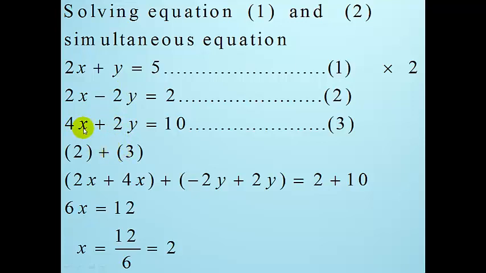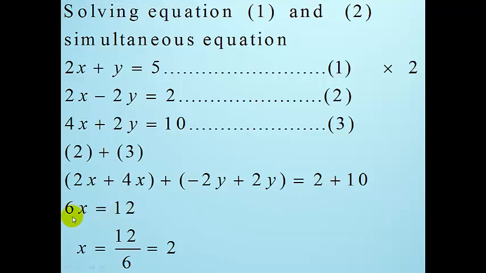We add the corresponding terms together. So 2x plus 4x minus 2y plus 2y is equal to 2 plus 10. Now when we add 2x to 4x, the result is 6x. Minus 2y plus 2y will give us 0. And 0 plus 6x equals 6x. This is equal to 2 plus 10, which is 12. And that is how come we have 12 here. So 6x is equal to 12.